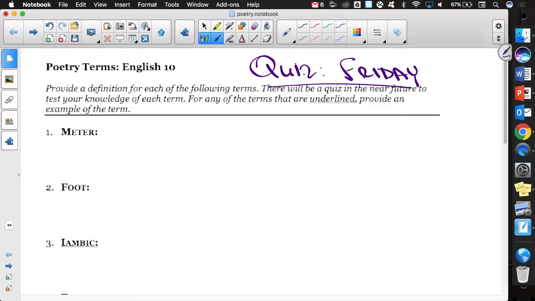It's all the words. So whatever 20 terms we have on here, they are going to be showing up on your quiz as well. Some of the words you'll see are underlined as you get down to like numbers 3 and 4. For any of the terms that are underlined, it's saying to provide an example of the term. Main reason being, on the quiz you could be matching definitions or you could be matching examples. So there could be a definition of a hyperbole, or there could be an example of a hyperbole. So it's making sure you know which is which.